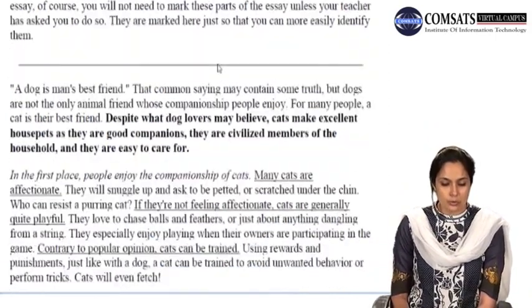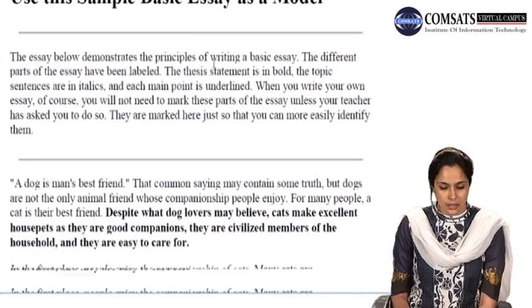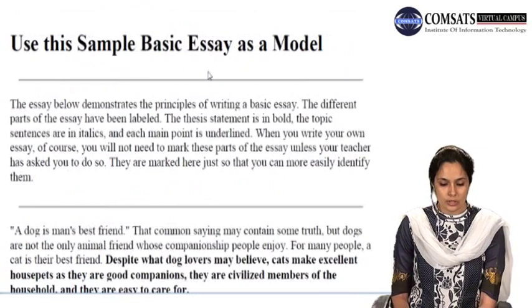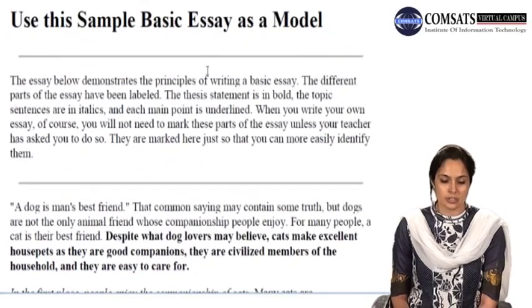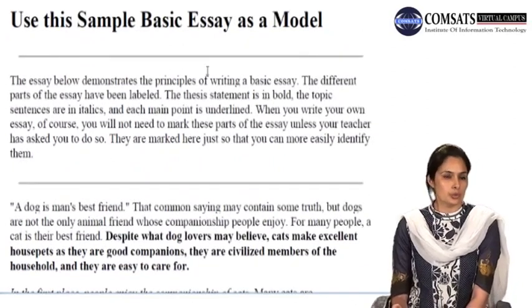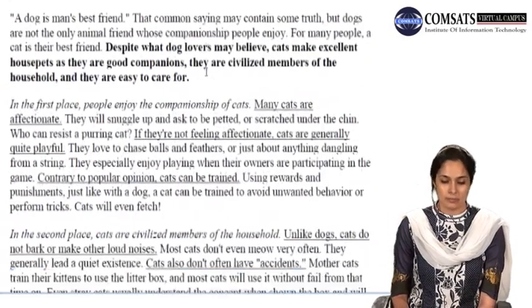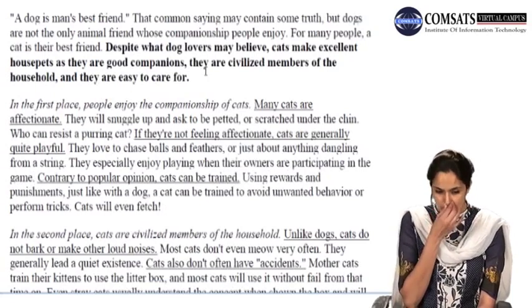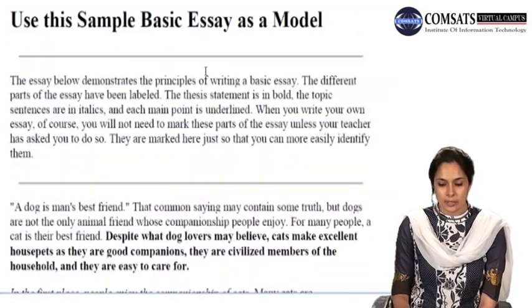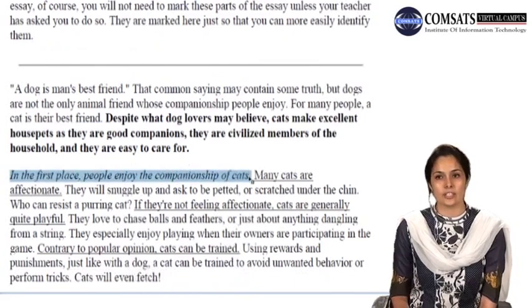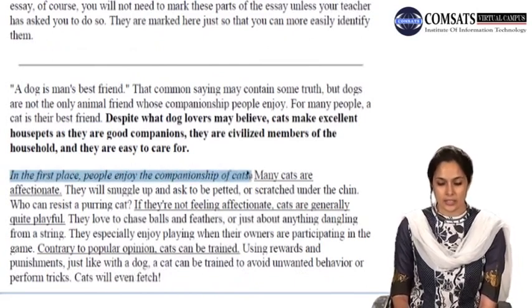So let's quickly go through this essay. It's basically about dogs and cats, why people should prefer dogs over cats as a pet. So this is a sample of a basic essay to give you just a brief overview of how you can create a good essay. We will just go through it. We've been given the thesis statement in bold. This is the thesis statement. Then we have the topic sentences in italics. All the paragraphs have their first sentences as topic sentences, and they are in italics.